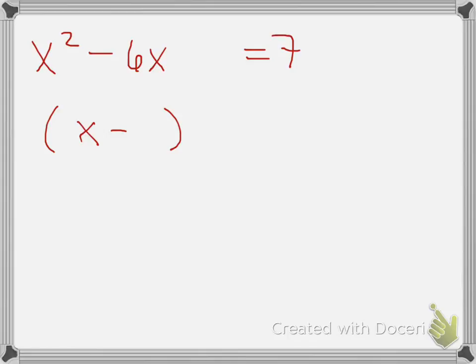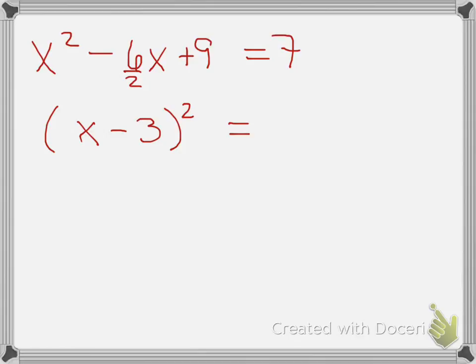So now how does that help me in solving? Well, that's a good question. Let's start off with something like this. We divide the 6 by 2, we get negative 3, or notice minus 3 is right there. Now we're going to square that and get the 9. So we're going to add 9.